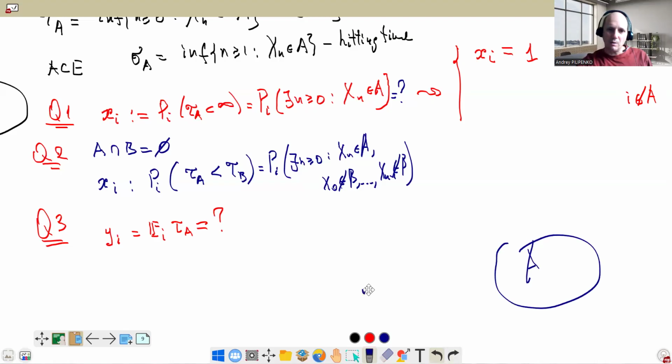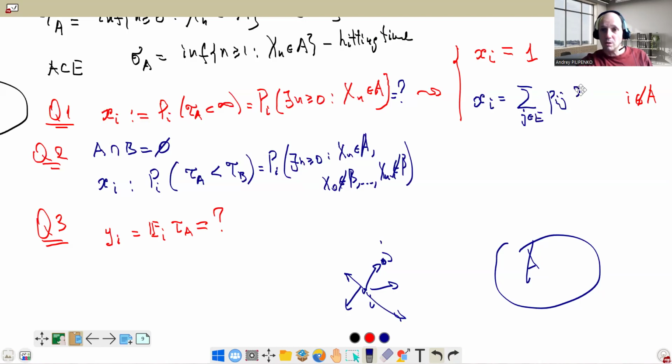So you have set A, you have a point i, you write the law of total probability, you make the first step. If you go to the state j, then the probability to reach A from j is xj, and you will get the following system: xi is equal to the sum over all j in E of Pij xj. Okay, I will not prove this result. It's almost obvious, just the same reasoning as before.